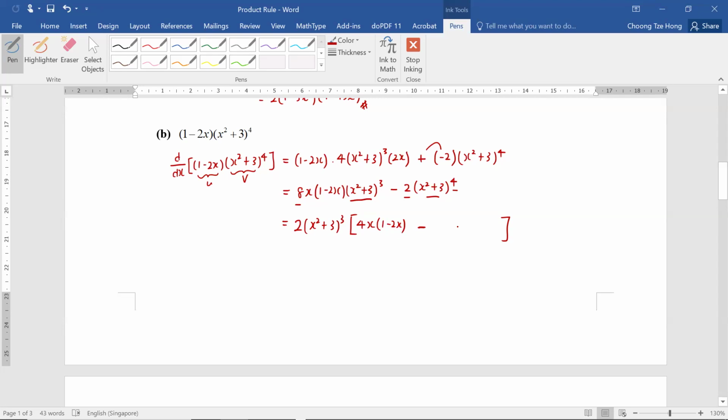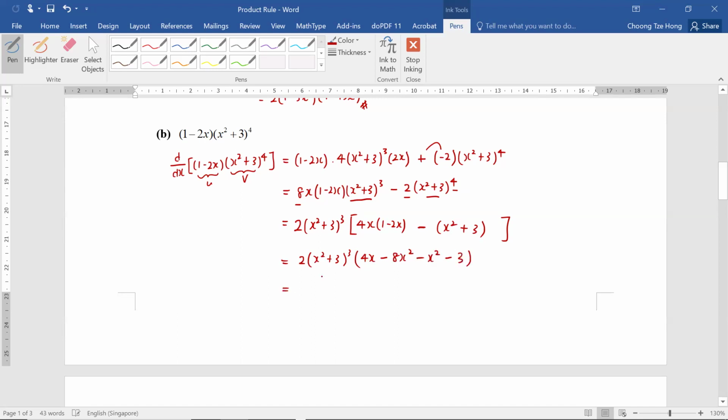Then inside the bracket, 2 has been taken out, (x squared plus 3) cubed has been taken out, so that means there's 1 more x squared plus 3. Let's simplify a bit. 4x minus 8x squared minus x squared minus 3.